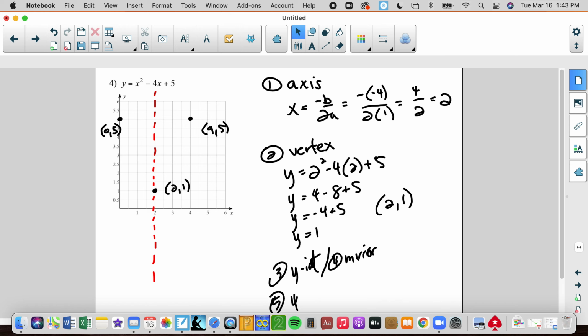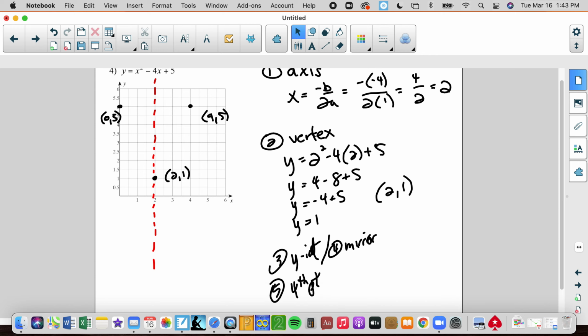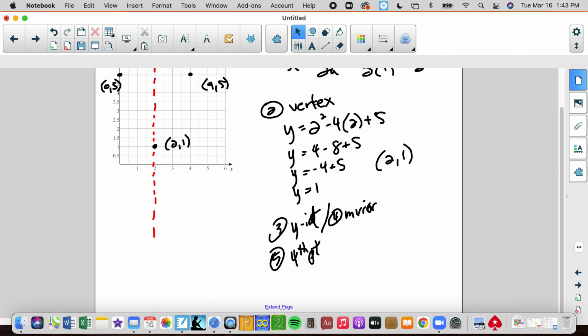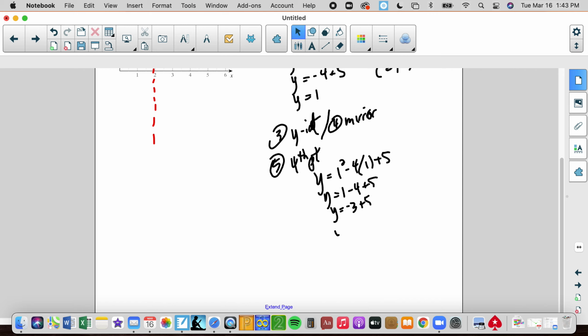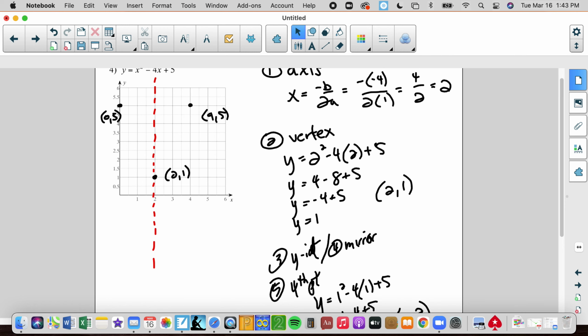And part 5 is the fourth point. Now, here's an interesting thing. I've used 0, 2, and 4. I'm going to use 1, so we get nice and easy numbers. They gave us a good one there. So y equals 1 squared minus 4 times 1 plus 5. That gives me 1 minus 4 plus 5, which gives me y equals -3 plus 5, and that would give me 2. So when I plug in 1, I get 2. So 1, 2 right there. It's 2 boxes away, so that's going to be my point, and that is 3, 2.